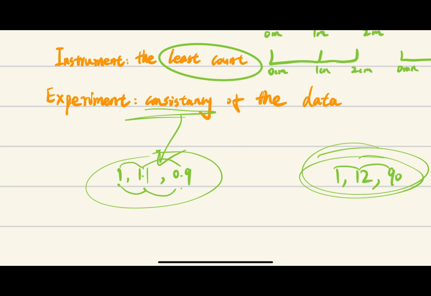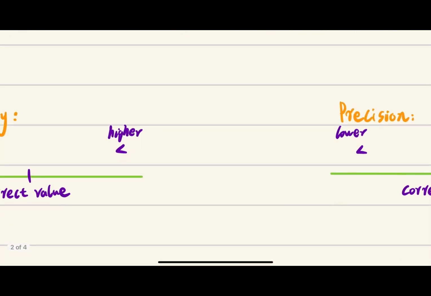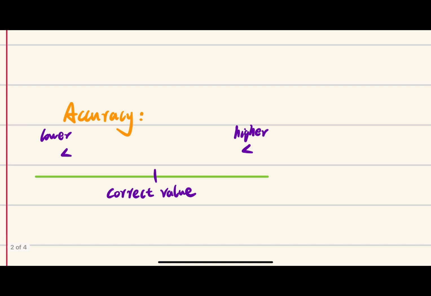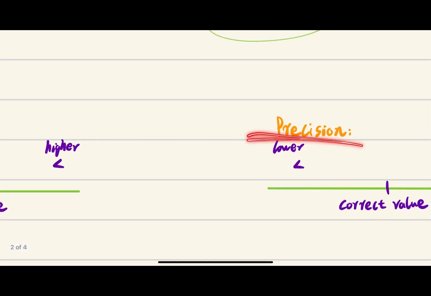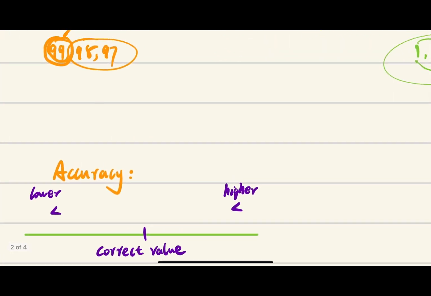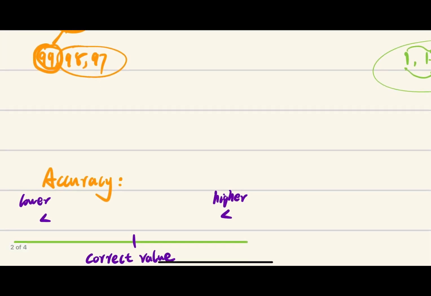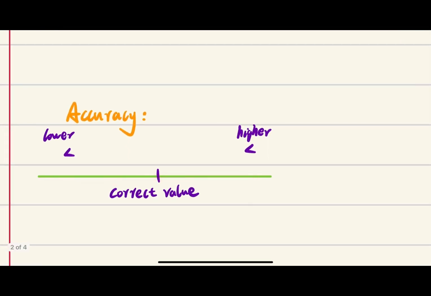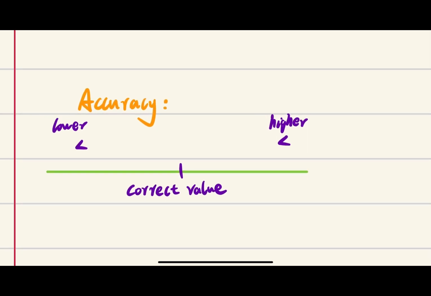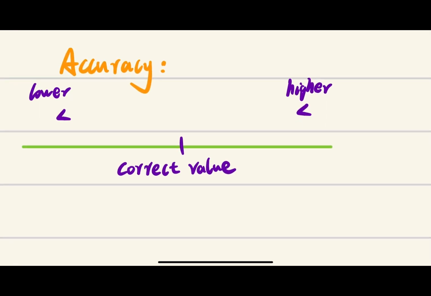And here I have two diagrams. One is for accuracy and then one is for precision. And I'm going to show you the concepts that we just talked about in a diagram here. Okay, so accuracy means how close you are to your correct value. And here we have a correct value. So if you are accurate, it means that the values that you are getting are really close to the correct value.